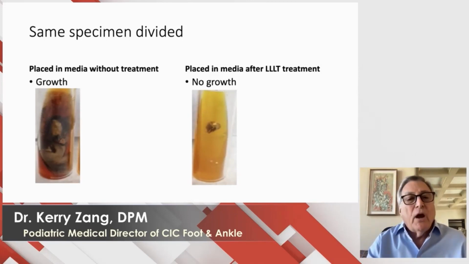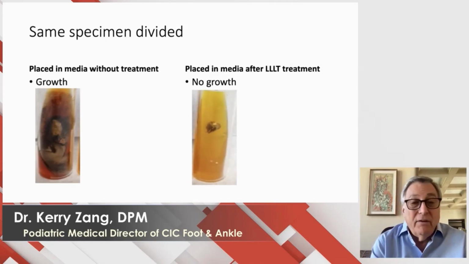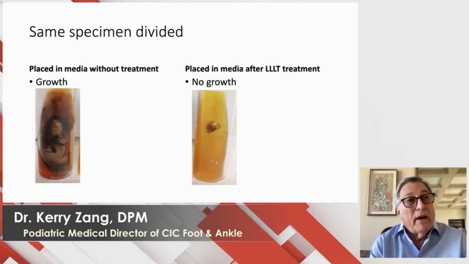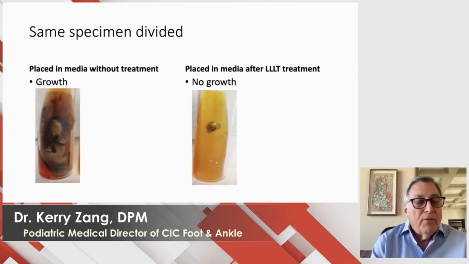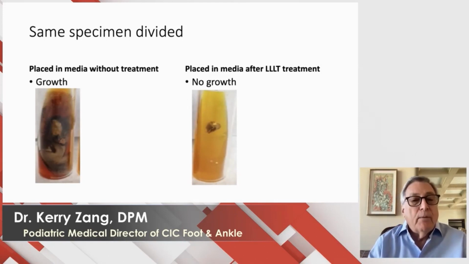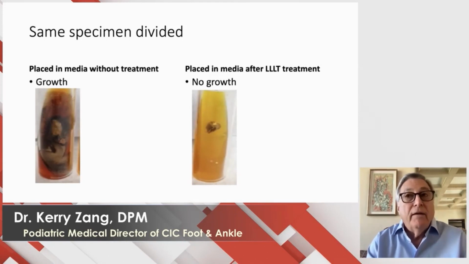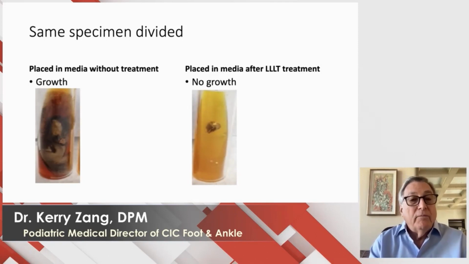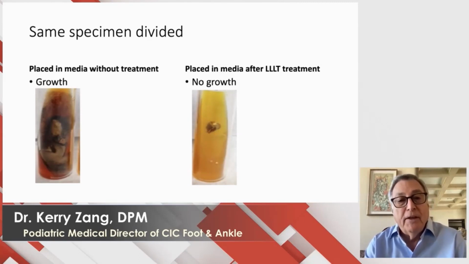One of the things that we did with the laser is when we first started with this, I really wasn't sure how it was going to work. So what I did, I had a patient that came in with hypertrophic, elongated clinical nail mycosis, and I wanted to get a culture, but the specimen that I was able to obtain was significant enough that with a sterile nail nipper, I was able to debride the elongated, infected portion of nail. I then divided that specimen in half.